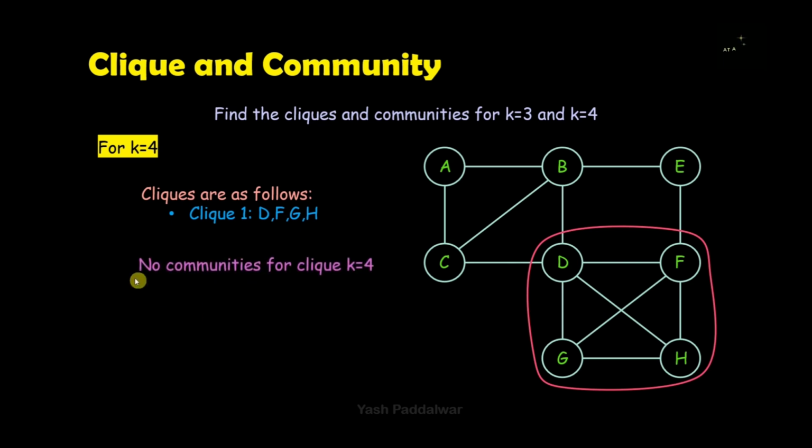k equal to 4. Now, for a particular community to form, we should have at least 2 cliques and 3 nodes must be common between them. But here we have only one single clique for k equals to 4. Therefore, there will be no community for this particular situation. So I hope this entire example is clear to you all.